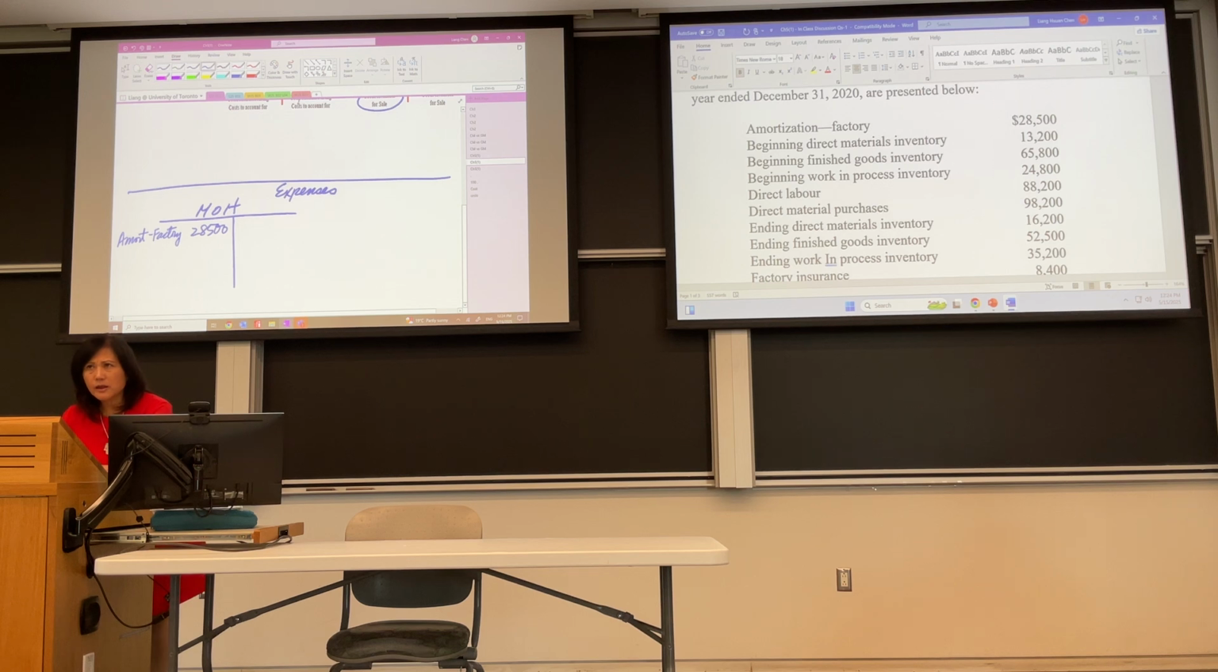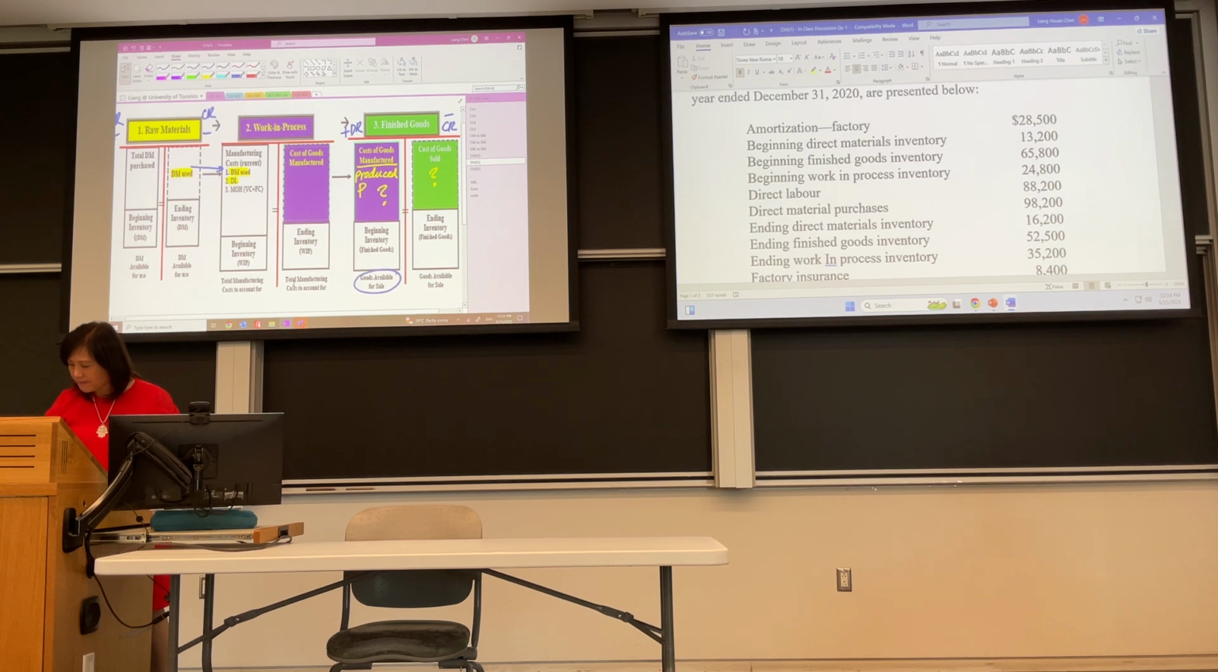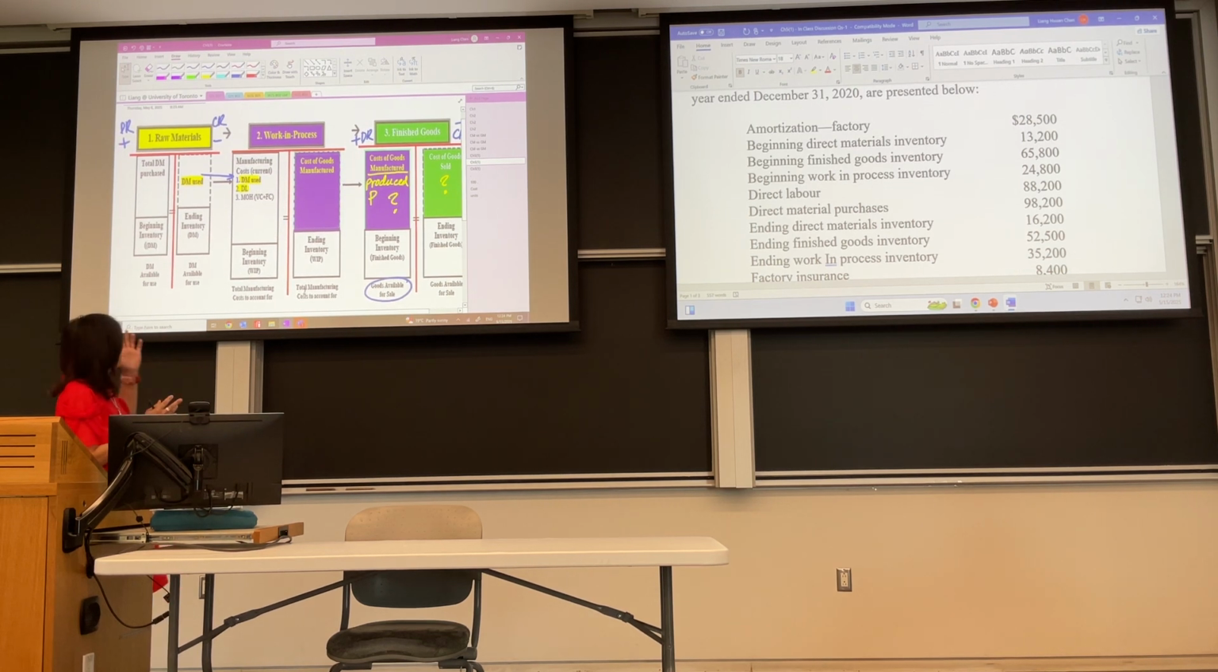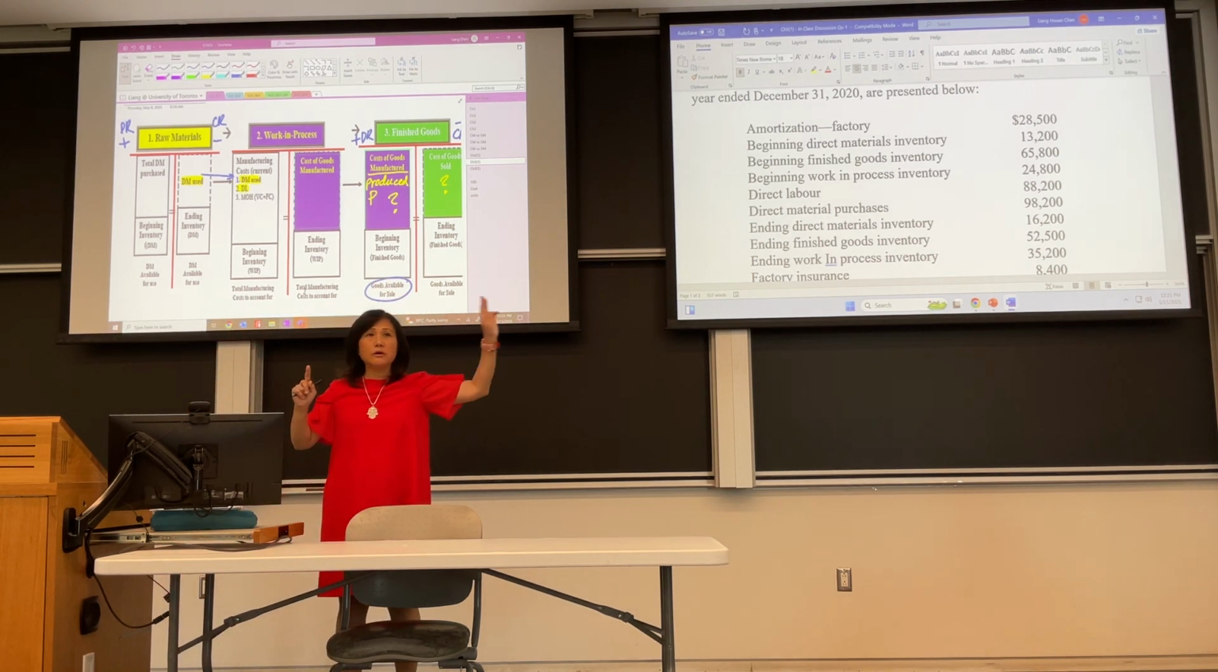Are we okay? It's not material, it's not finished goods, it's in the production, but I cannot put it in the production because this is overhead. I'm going to add all the overhead together and then transfer one number at the end. Are we okay? Okay, now beginning direct material, stage 1, 2, 3. Which one? Where does it go? Beginning direct material. Stage 1, 2, or 3? Stage 1. Are we okay?